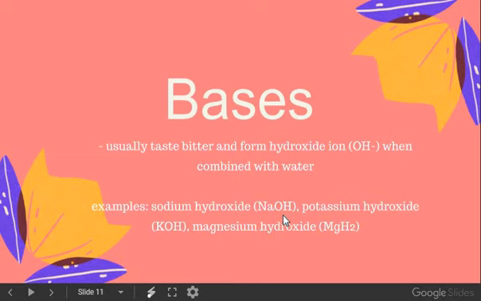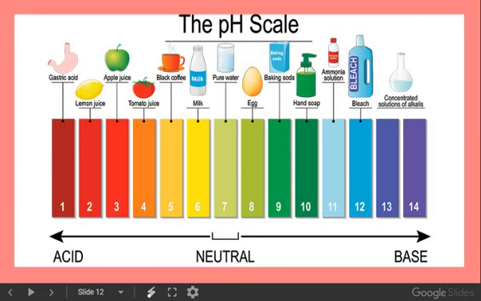And pag tiningnan mo yung chemical formula, meron dyang OH or yung hydroxide ion. So for this example, NaOH, may sodium and hydroxide. KOH, potassium and hydroxide. Magnesium and hydroxide. MgH2. So, introduce ko lang kayo sa pH scale.